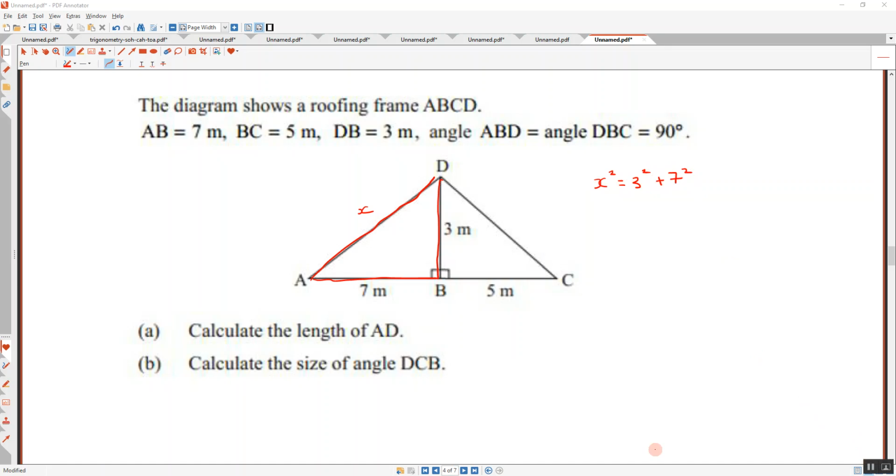Right, so x squared is equal to 3 squared, which is 9, plus 7 squared, which is 49. 49 plus 9 is 58. x is equal to the square root of 58.